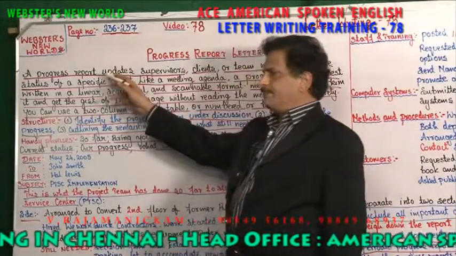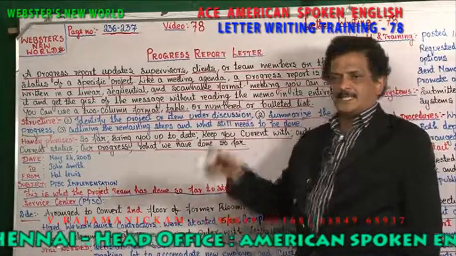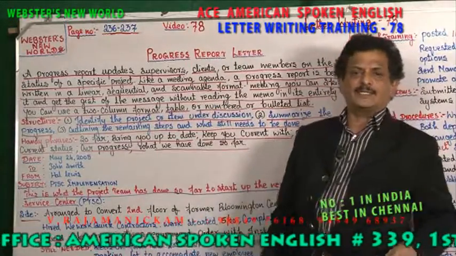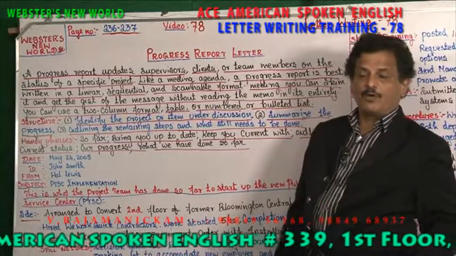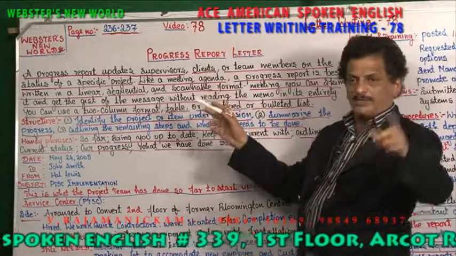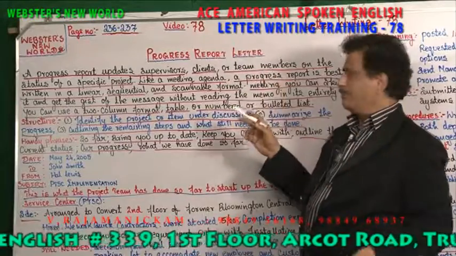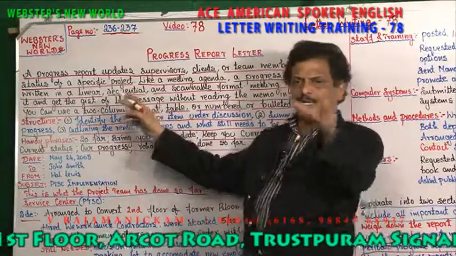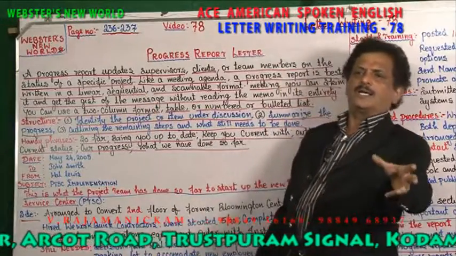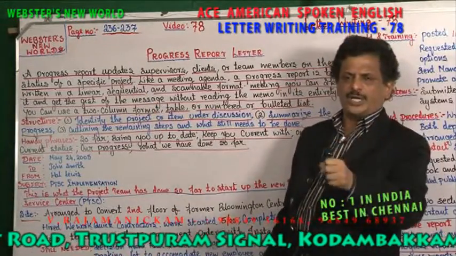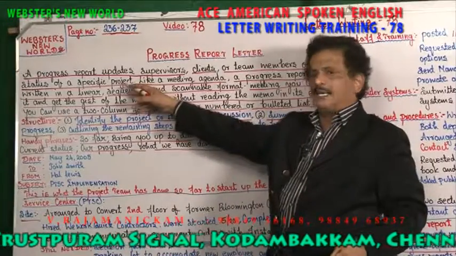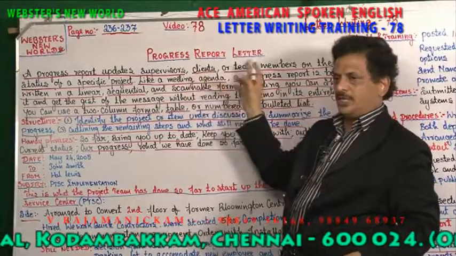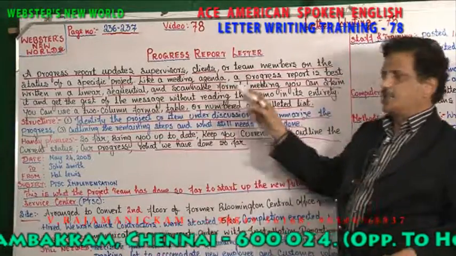A progress report updates supervisors, right, sir? Who are the supervisors in a company? In a company, you have a lot of supervisors. We are updating on the performance of the supervisors, the clients, and the team members on the status of a specific project. One particular project we have taken. How is it growing? How is it performing? One particular project. And we are checking the performance of supervisors, clients or team members, like a meeting agenda.